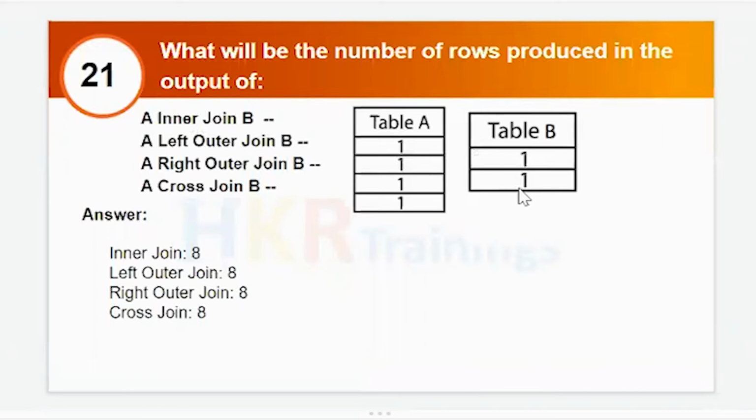Or generally people also tend to say we'll get 2 rows in the output. Why? Because this is matching with this and this is matching with this. So we'll get 2 rows. But this is absolutely incorrect.